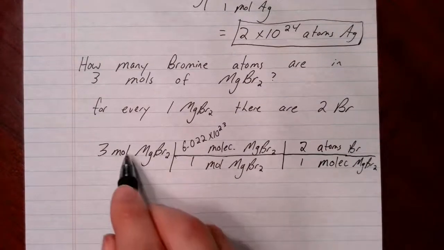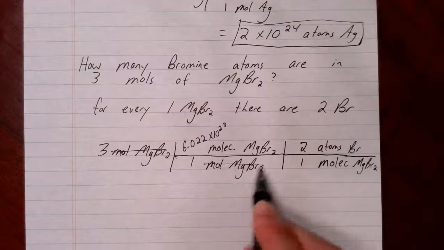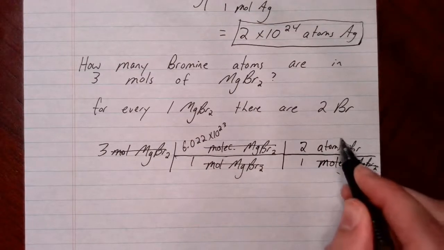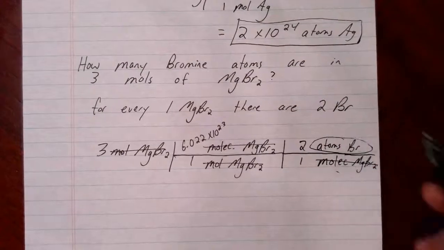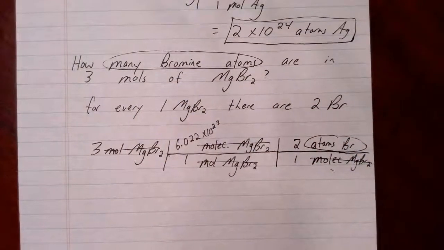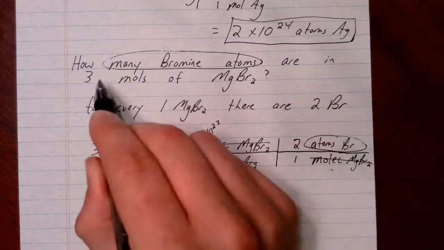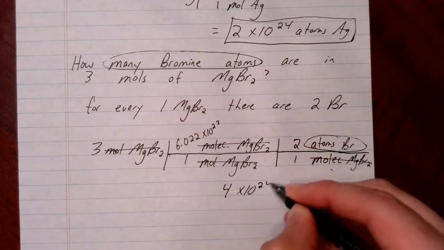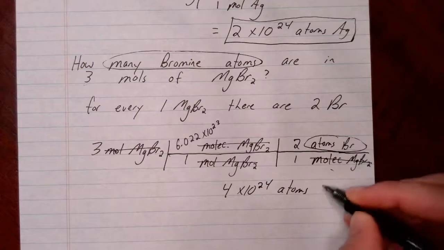So let's go ahead and cancel our units. Moles magnesium bromide, moles magnesium bromide. Molecules of MgBr2, molecules of MgBr2. I'm left with atoms of bromine. I ask you for atoms of bromine. So I'm on the right track. So let's type this in the calculator now. 3 times 6.022 times 10 raised to the 23rd power times 2. So I only need one significant digit from the original problem. So my final answer is 4 times 10 to the 24th atoms of bromine.